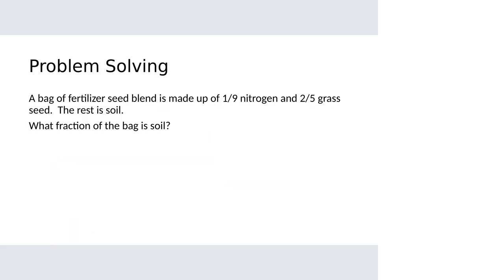Okay, a little bit of problem solving today. A bag of fertilizer seed blend is made up of 1/9 nitrogen and 2/5 grass seed. The rest is soil. What fraction of the bag is soil? There's a couple of different ways you can go about this. You could start with one whole bag of soil and subtract off of there. Nothing wrong with that. I think the first thing I see is how much of it is not soil.